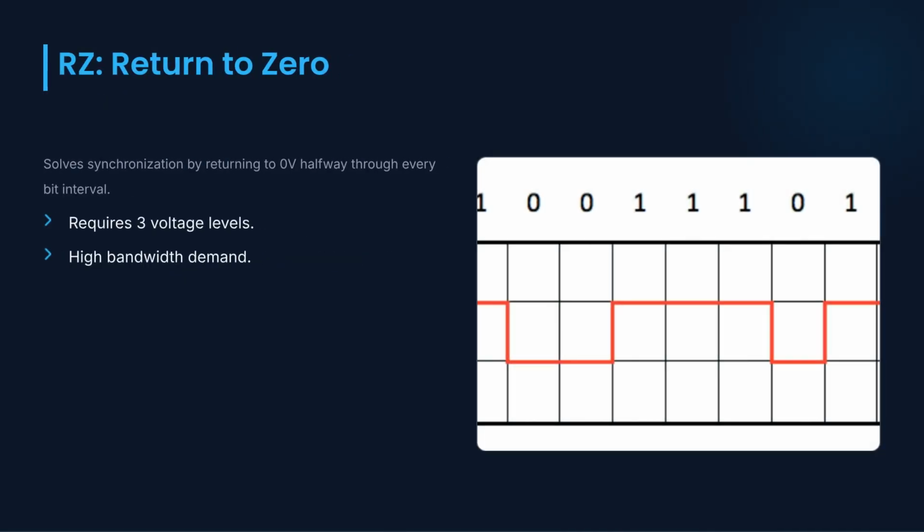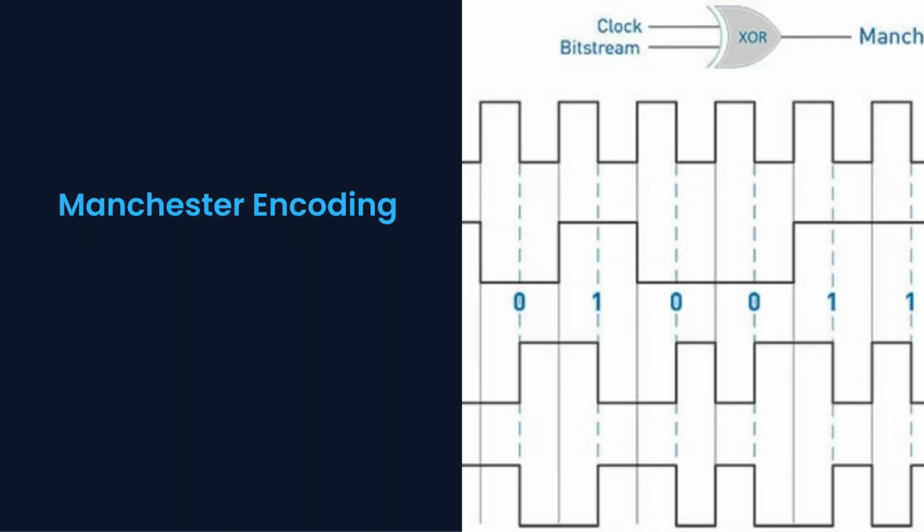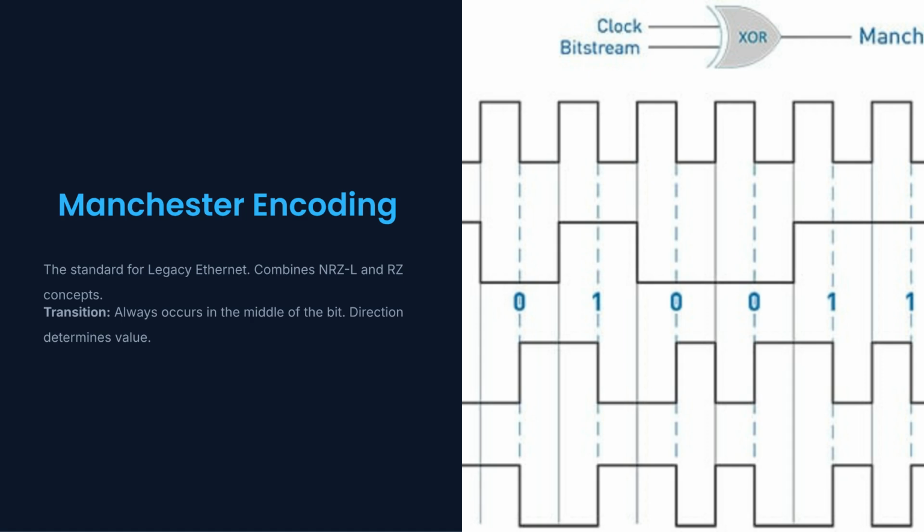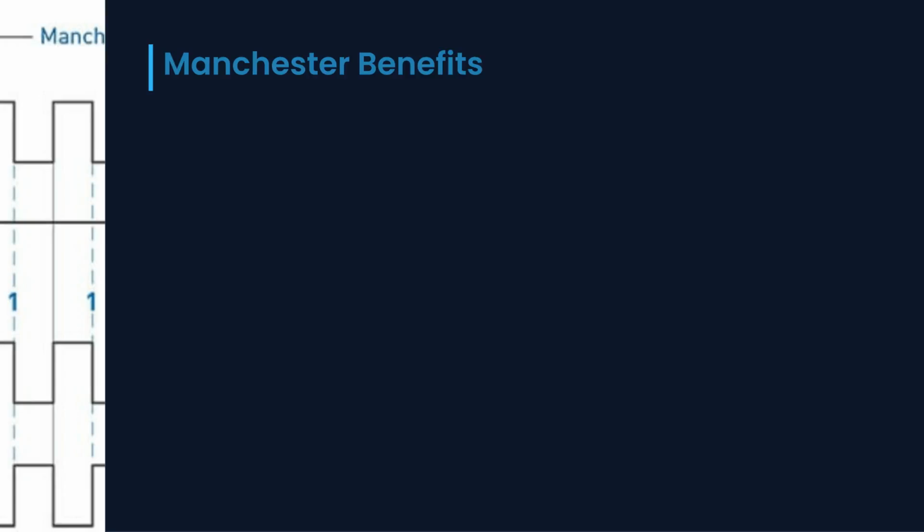Return to zero, or RZ, solves synchronization problems by returning to zero voltage halfway through every bit interval. However, this method requires 3 voltage levels and demands higher bandwidth. Manchester encoding is the standard for legacy Ethernet, combining NRZ-L and RZ. A transition always occurs in the middle of the bit, and the direction of the transition determines the bit value.